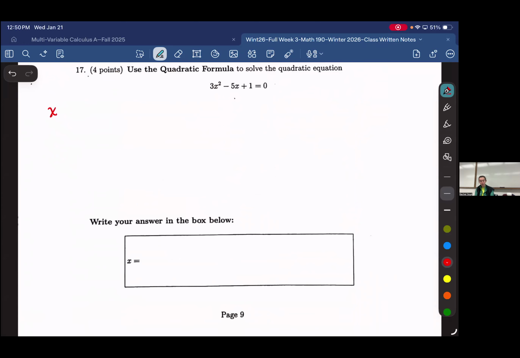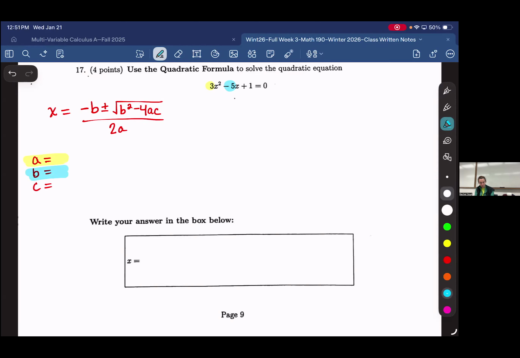So remember, pop goes the weasel. X equals negative b plus or minus square root b squared minus 4ac all over 2a. And now let's identify our a, b, and c's from the equation that they give us. Our a is 3. Our b is negative 5. And our c is positive 1.